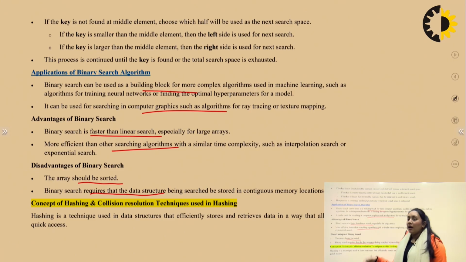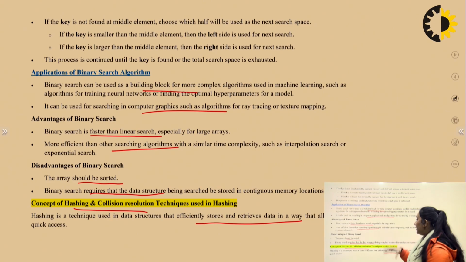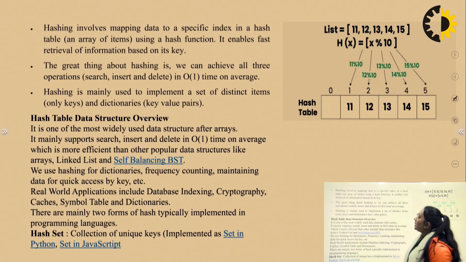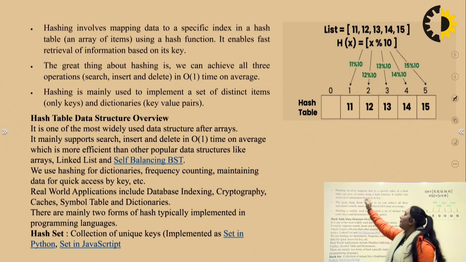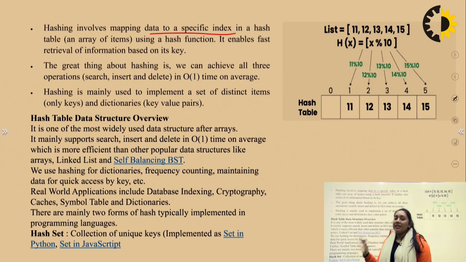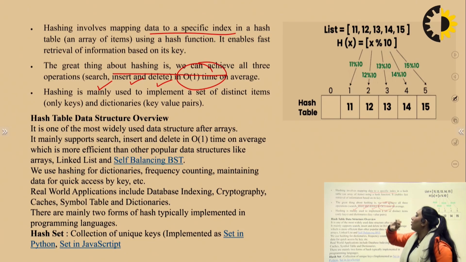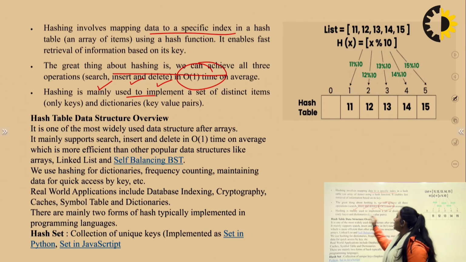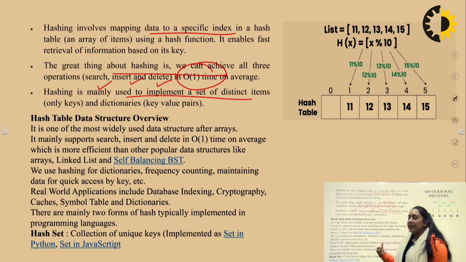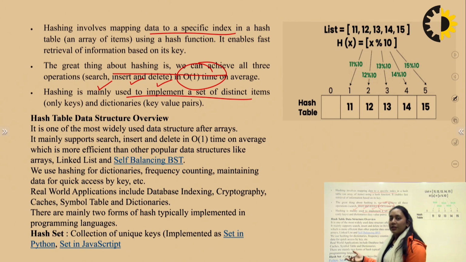Now let's talk about hashing and the collision resolution techniques used in data structures. Hashing is a type of data structure which can be implemented to store and retrieve data from a hash table, right? Hashing involves mapping the data to a specific index, which can be 0, 1, 2, 3, and so on. The great thing about hashing is that search, insert and delete operations have O(1) time complexity. It is used to implement keys and dictionaries, like the dictionary in Python.